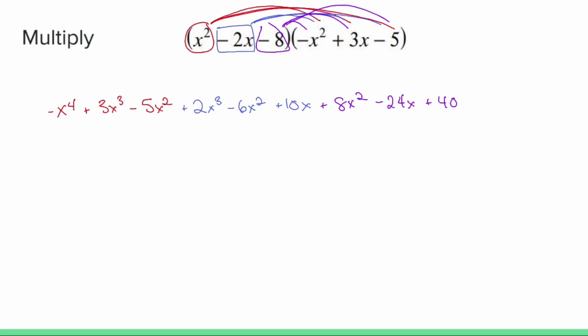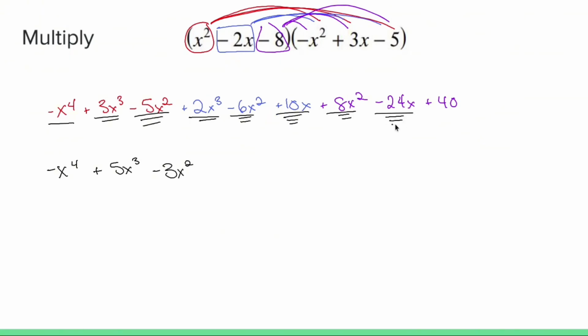Now, there's going to be combining like terms. Is there anything like negative x to the fourth? Nope. Is there anything like 3x cubed? Yep. How about 2x cubed? Okay, combine those, and that gets you 5x cubed. Is there anything like negative 5x squared? Sure, negative 6x squared and positive 8x squared. So negative 5 minus 6 is negative 11. Negative 11 plus 8 is negative 3. Bring x squared along for the ride.